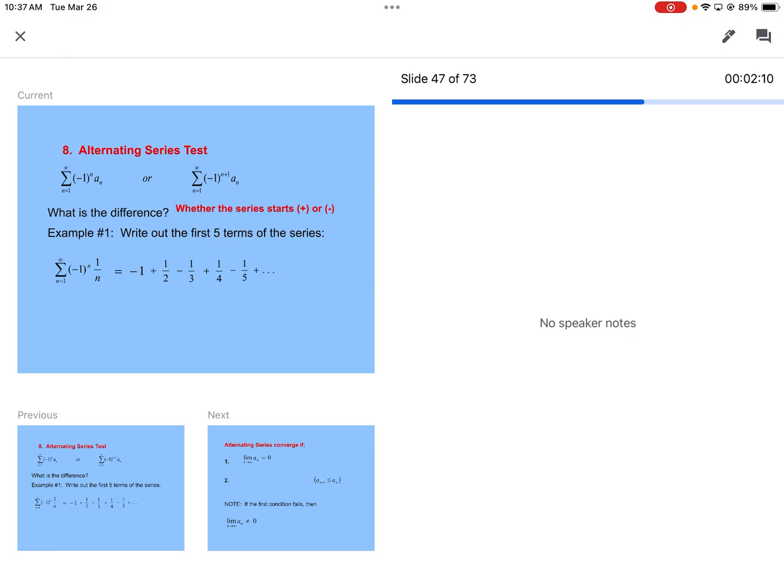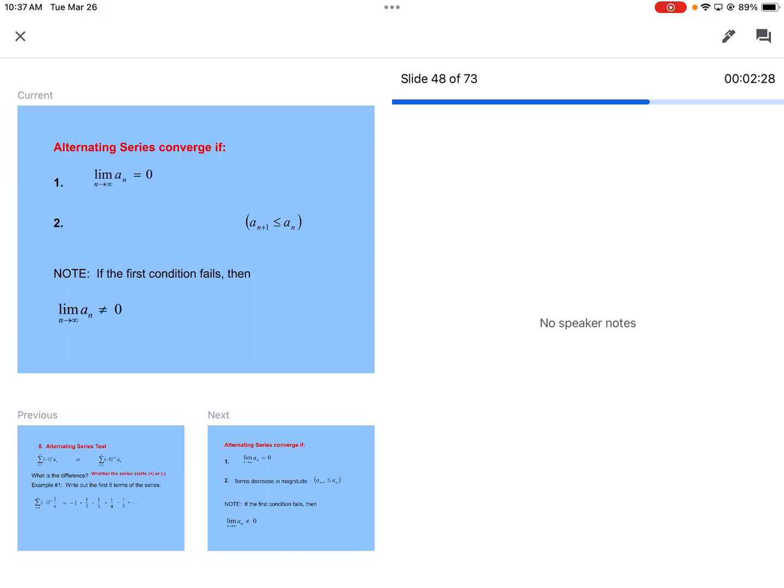What this allows us to do is look at certain series that might already converge or diverge. Typically, it's ones that diverge if they are not alternating, that may converge when they are alternating. Okay? So, alternating series converge if the following are true. Okay? Number 1. The limit as n approaches infinity of a sub n equals 0.